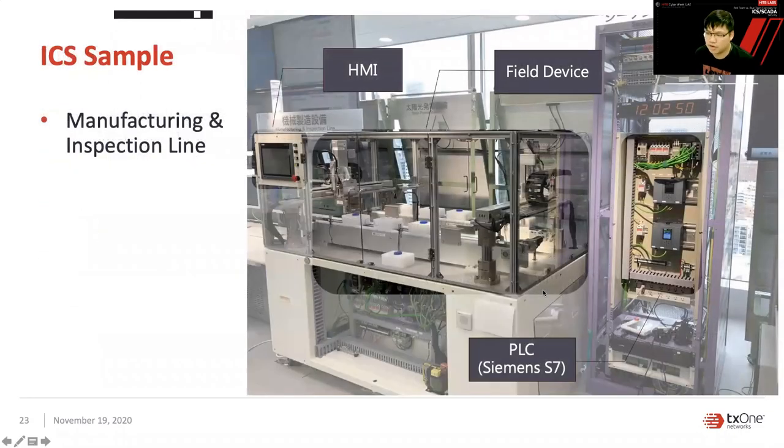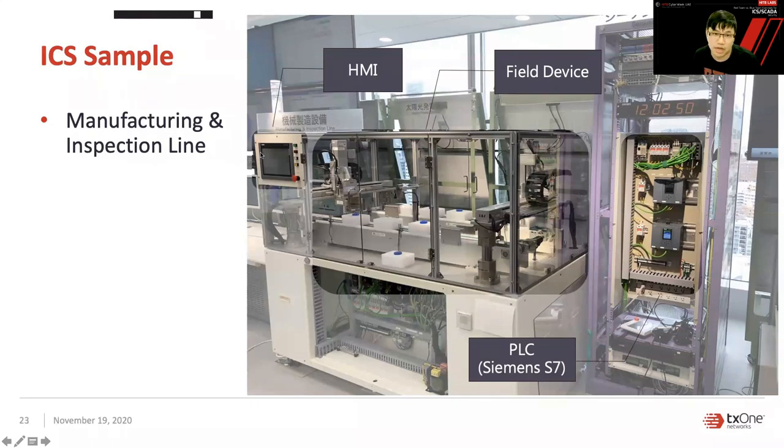But I know this is still very abstract, so here are some samples I want to share with you, to show what a real ICS environment looks like. There are three pictures I will show you. This picture is from Japan. In 2018, I visited Japan, and they showed this simulator of a real environment, but a small one. This one is a manufacturing and expansion line, and on the right side here are the Siemens devices, also HMI and field devices.